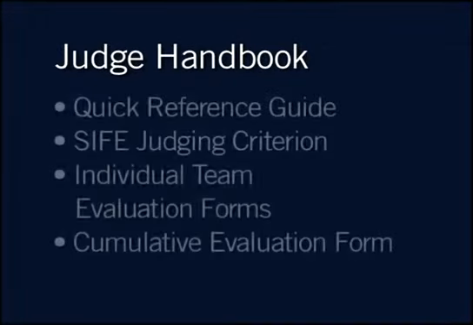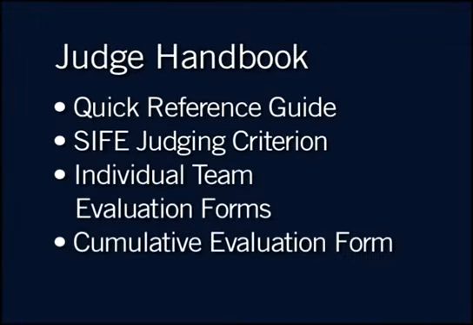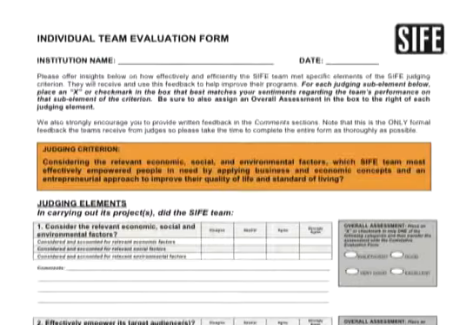Everything you need today is in the Judge Handbook, which includes a quick reference guide, the SIFE judging criterion, individual team evaluation forms, and a cumulative evaluation form. The quick reference guide is a written overview of what we're covering in this video. It's a good reference point if you have questions later. The individual team evaluation forms are what you will use to evaluate each team that presents in your league.